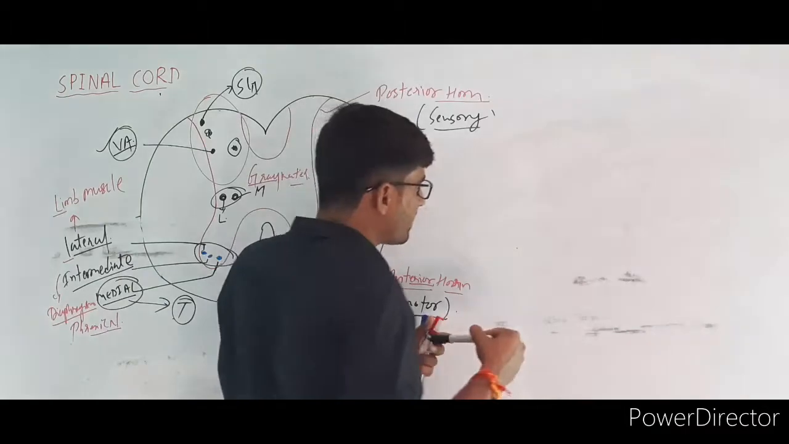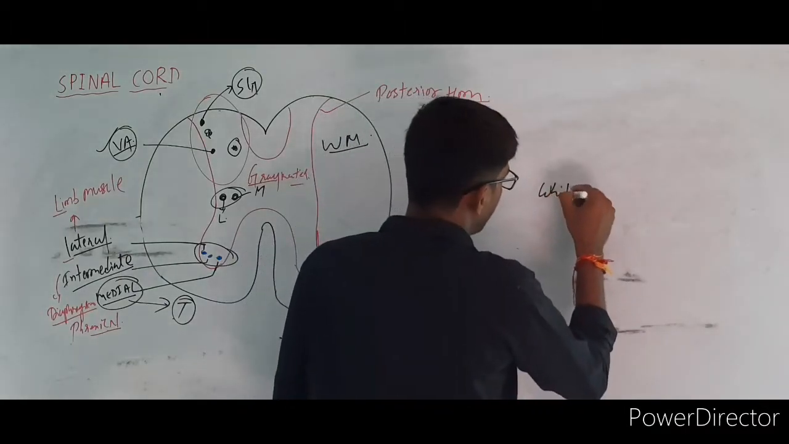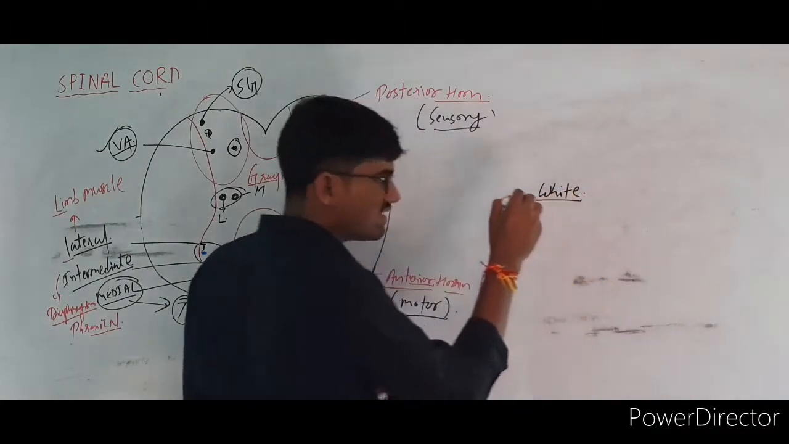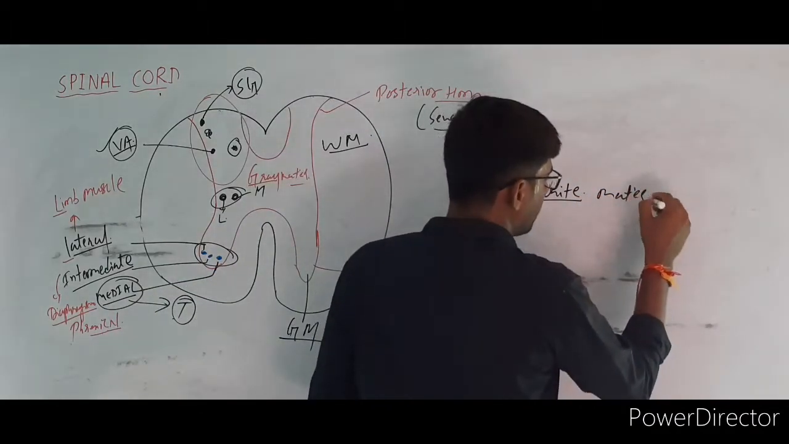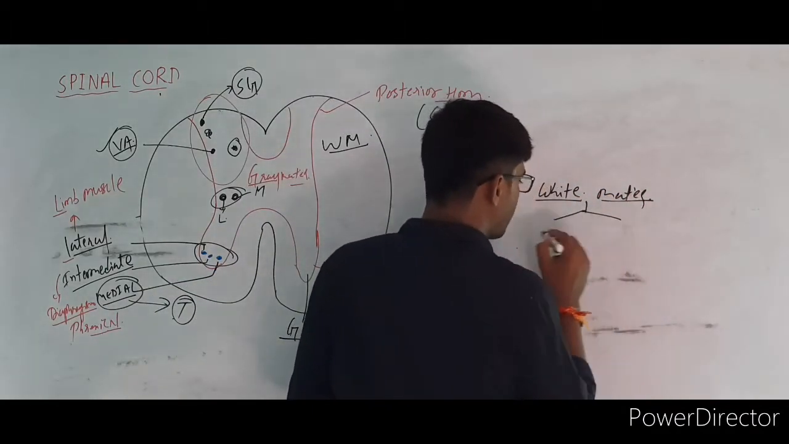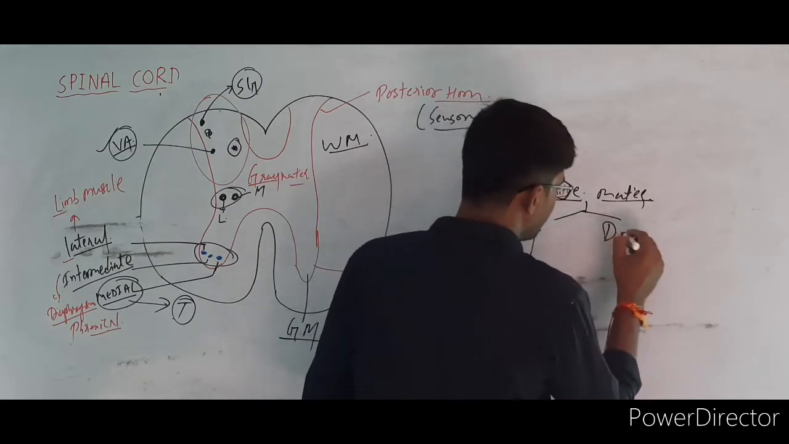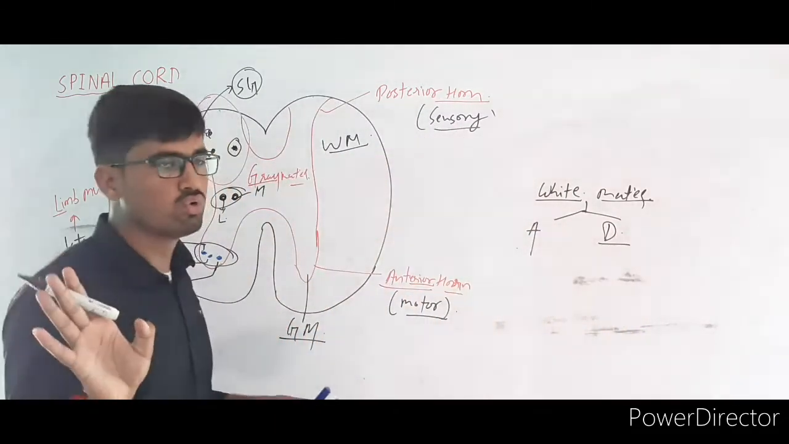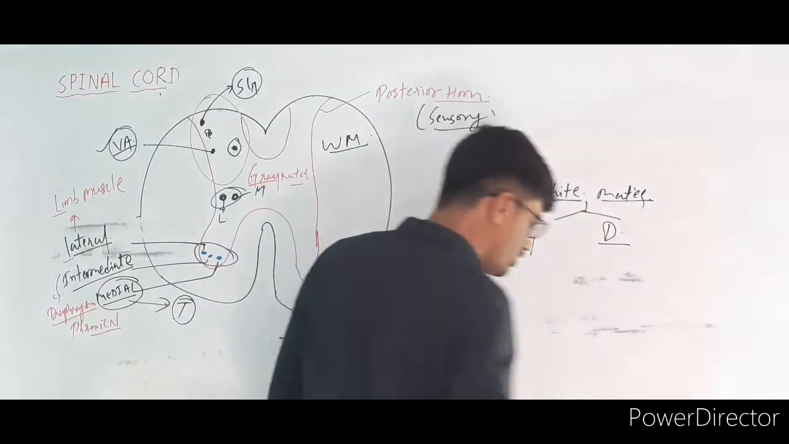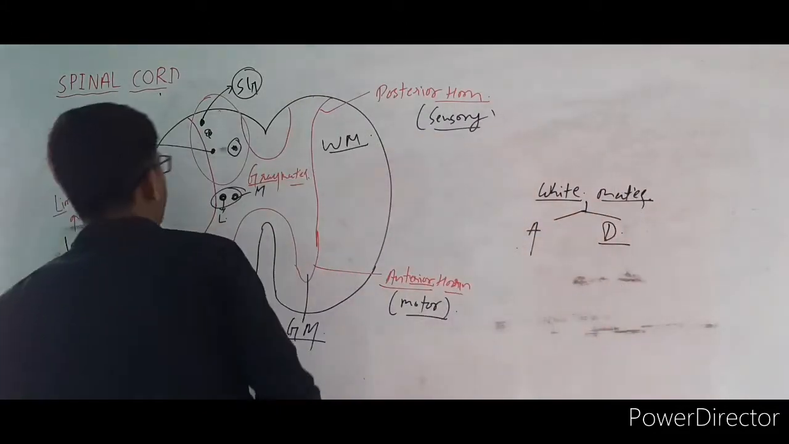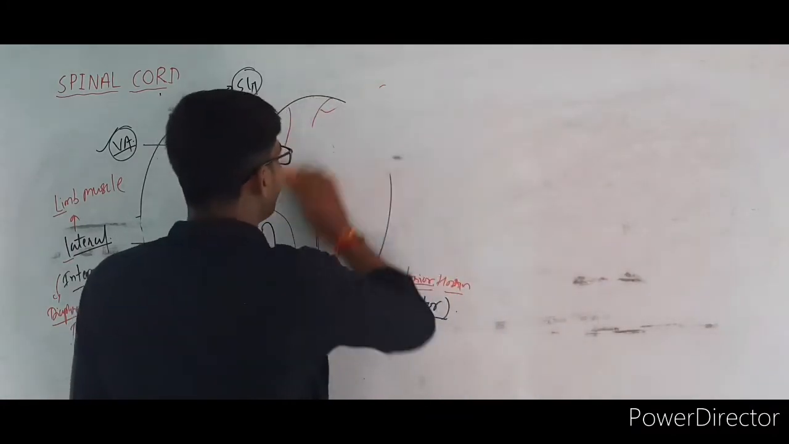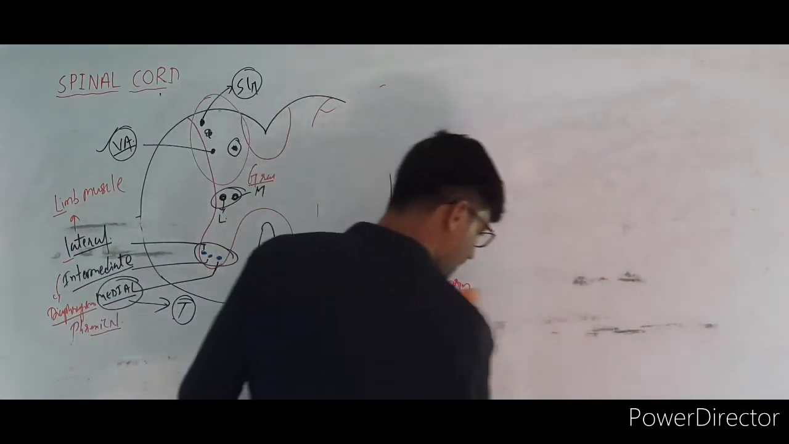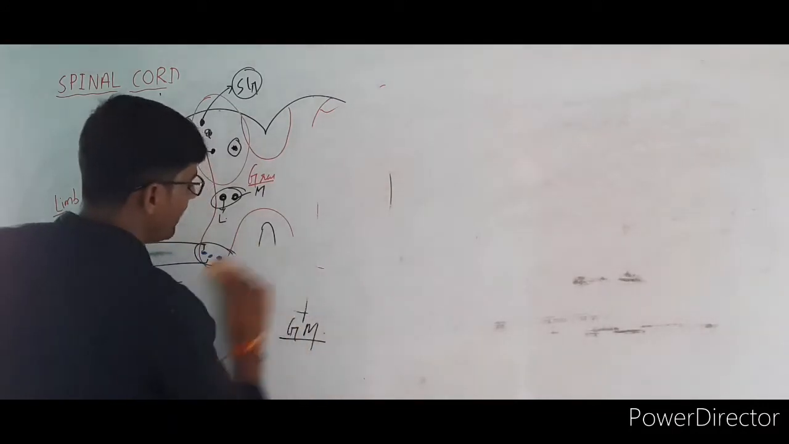So white matter is just axons only. There are two types of tracts: one is the ascending tract and the second is the descending tract. That you all know. That is part of physiology, so I should not discuss all those things here. After that comes a very, very important concept.